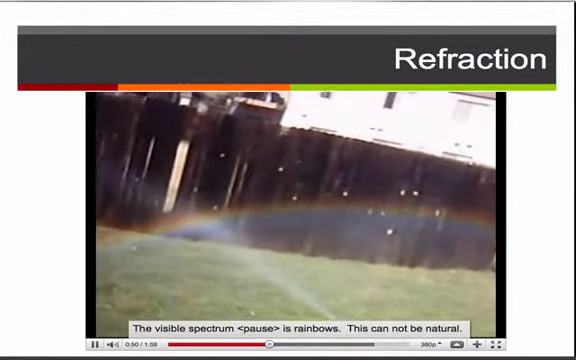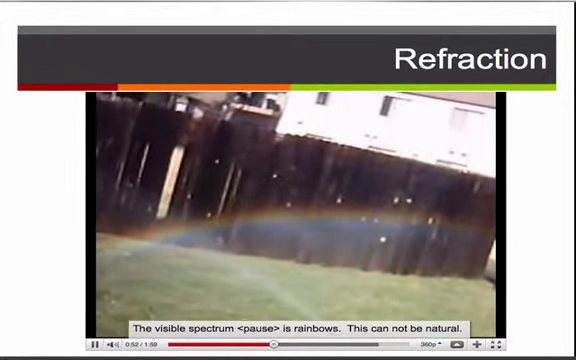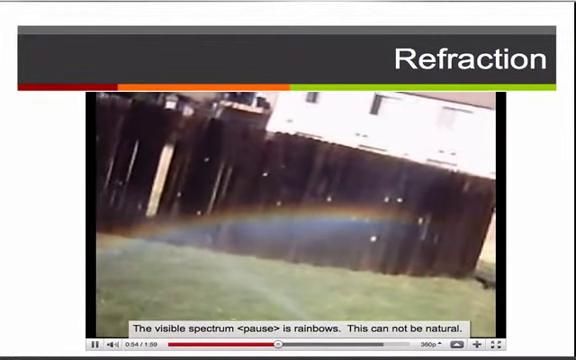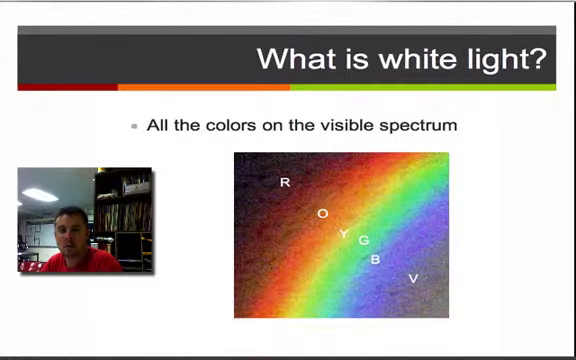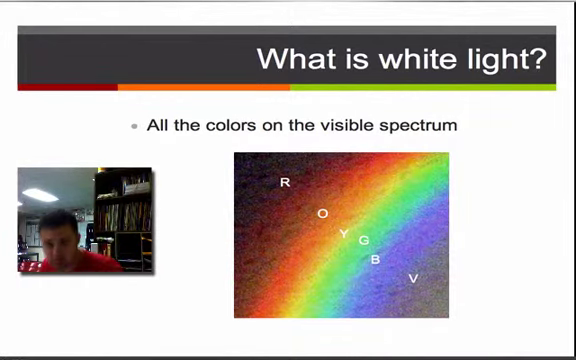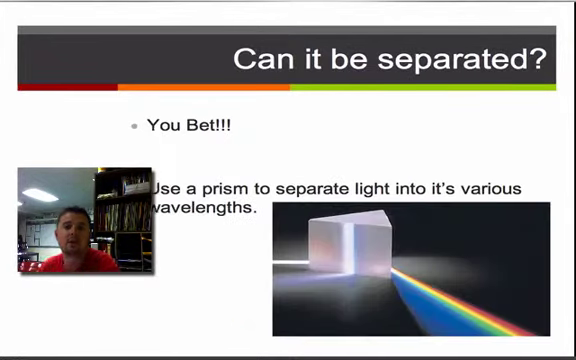The visible spectrum is rainbows. This cannot be natural. Well, what she doesn't really understand is that white light is all the colors of the visible spectrum. Red, orange, yellow, green, blue, and violet are all of the colors in the visible spectrum. We refer to those as ROY G. BIV. That's the part of the electromagnetic spectrum that we can actually see.